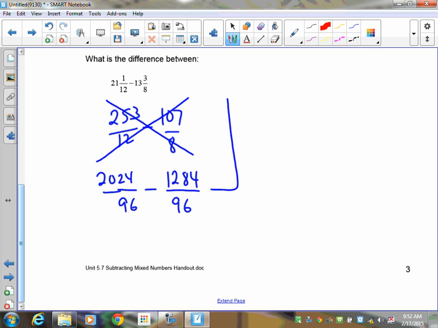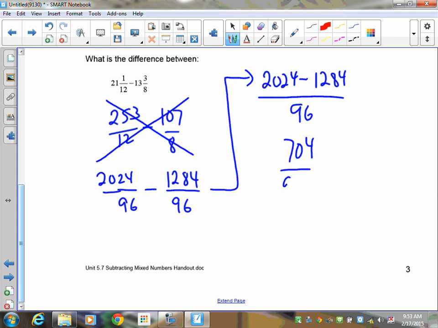So I've got 2024, take away the 1284. You can use your calculator. That's all over 96. And that gives you 704 over 96. And then ABC it using your calculator. That will give you 7 and 17 over 24 is your final answer.